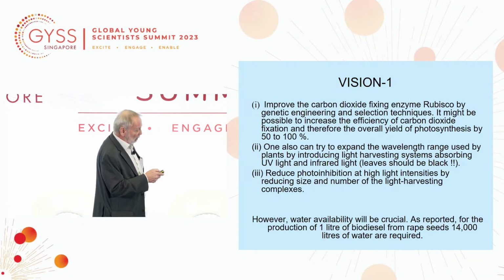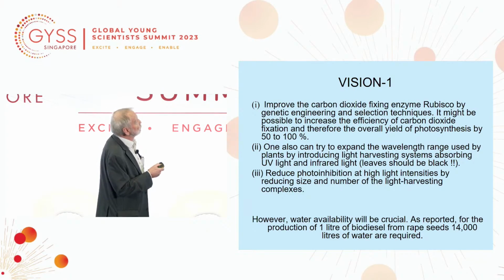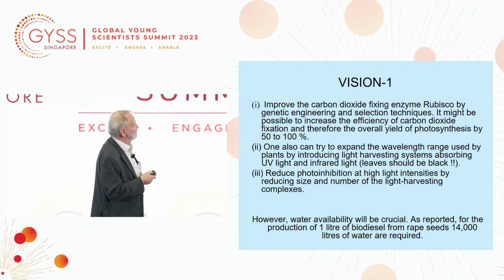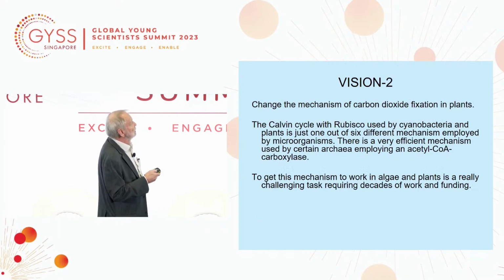And so my vision of how to use photosynthesis would be to improve the Rubisco, and you would be able to increase the yield of photosynthesis by 50% to 100%. One could try to expand the wavelength range of the light which is absorbed by the plants. And we also can reduce the photoinhibition, which is a problem mainly in photosystem 2. And water availability will be a problem because you need a lot of water to produce the biofuel.